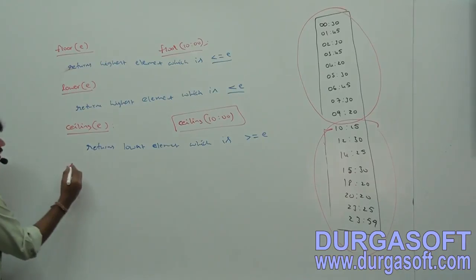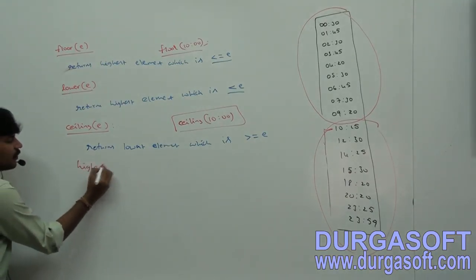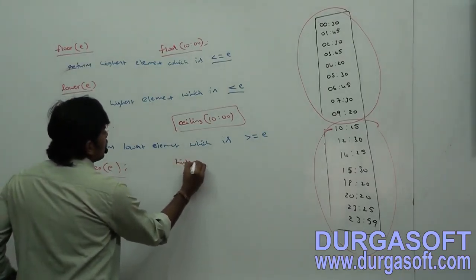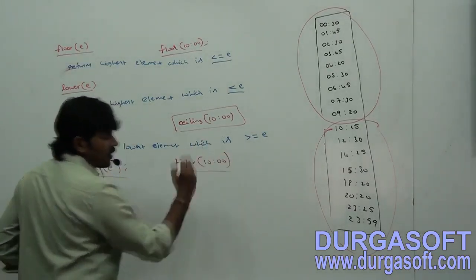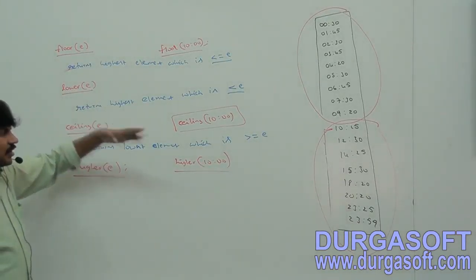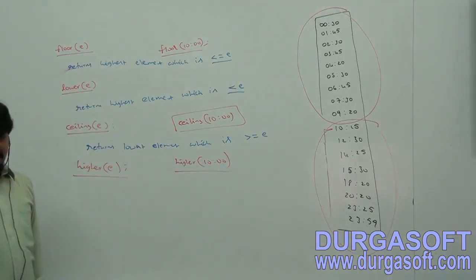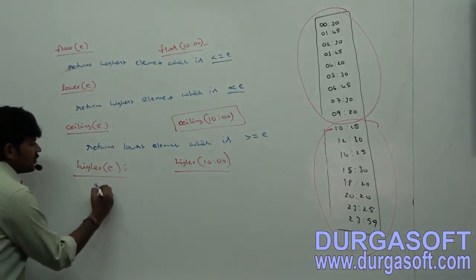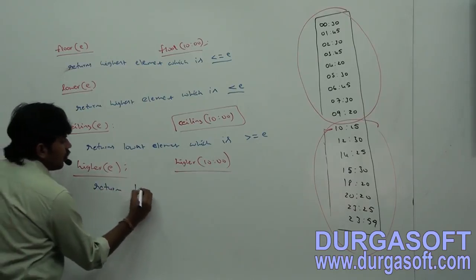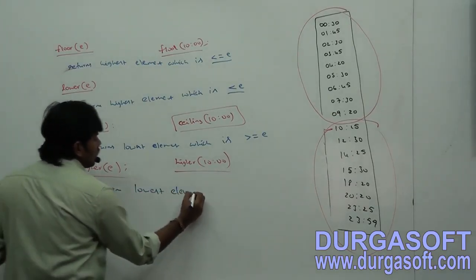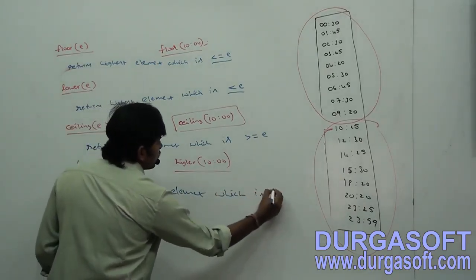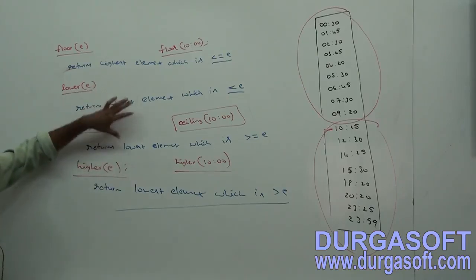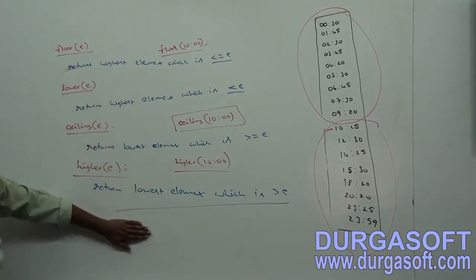Next, what is the next method? Higher of E. Do you know which method we have to use? Higher of 10 o'clock: after 10, what is the first flight? Returns the lowest element which is greater than E. I hope the terminology is very clear for you, right? Okay, this is clear for all of you.